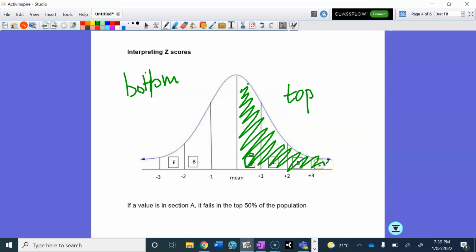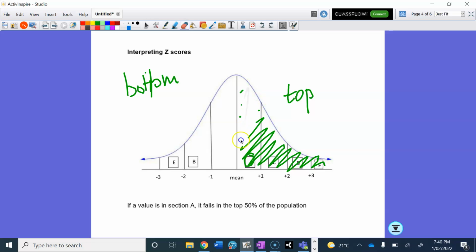So we would say something falling in section A, we shade in section A and everything else to the right of it. So we're looking there and saying, okay, if a value falls in that section, section A, we would interpret that as being in the top 50% of the population.